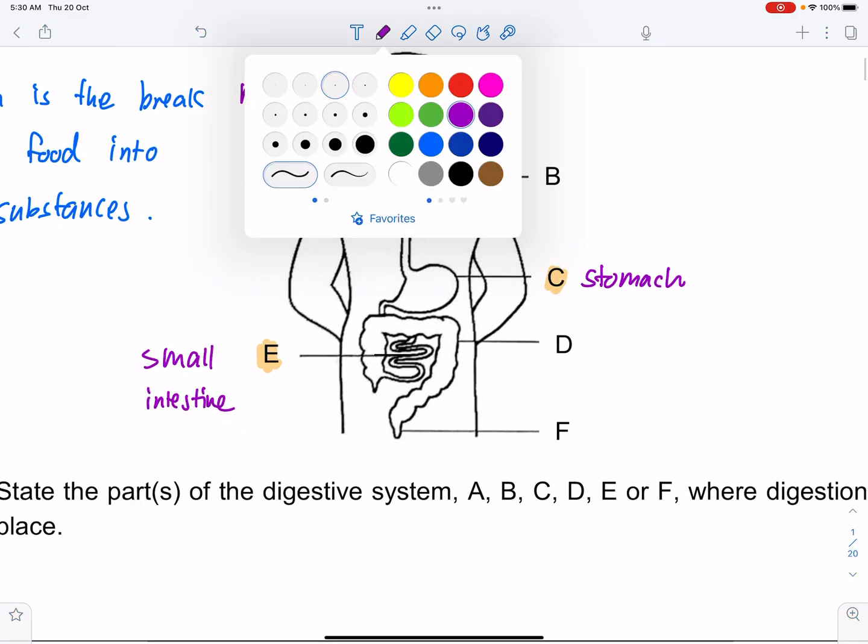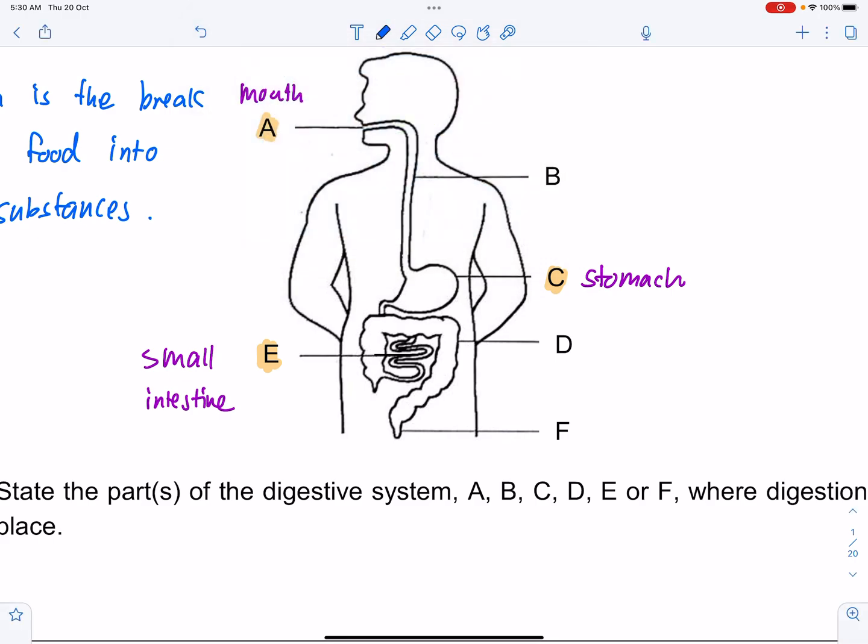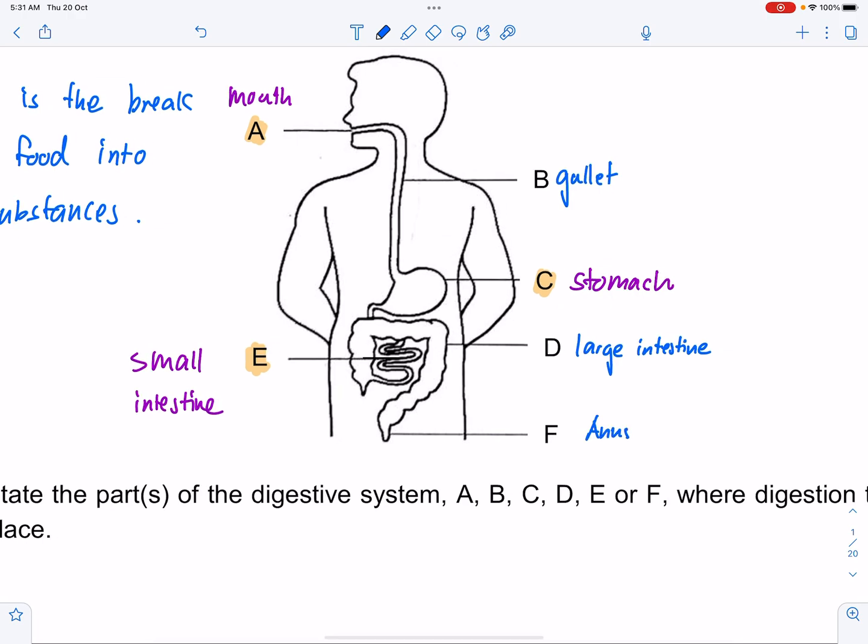So B over here, which I'm going to use blue to highlight the places that have no digestion happening. B is your gullet. D is your large intestine. I also want to stress that it needs to be large intestine and not big intestine. This is something that is not right. And F will be your anus.